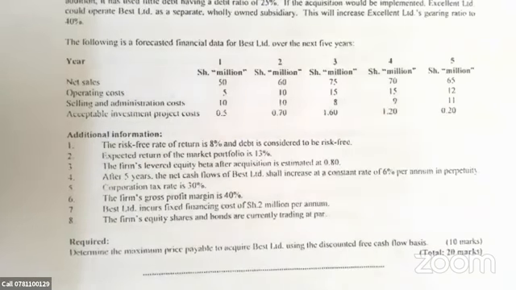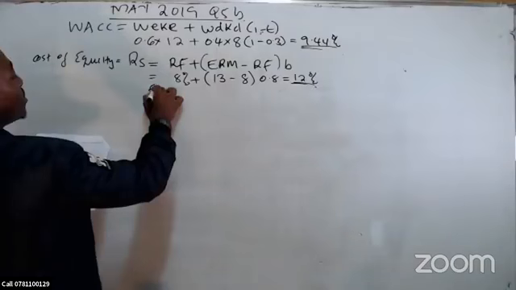Best Limited incurs fixed financing cost of 2 million per annum. The firm equity share and bond are currently trading at par. Required: determine the maximum price payable to acquire Best Limited using the discounted free cash flow. So how much should we pay to acquire Best Limited? First of all, we need to get the free cash flows.